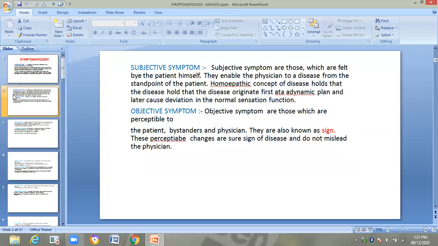So now we are going to discuss different types of symptoms. First one is subjective symptom.